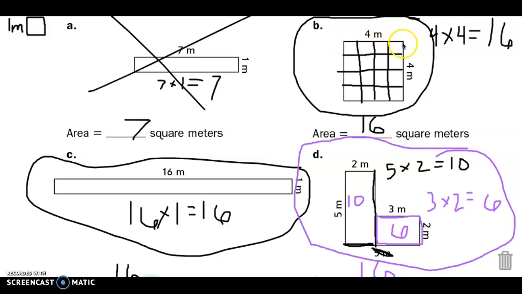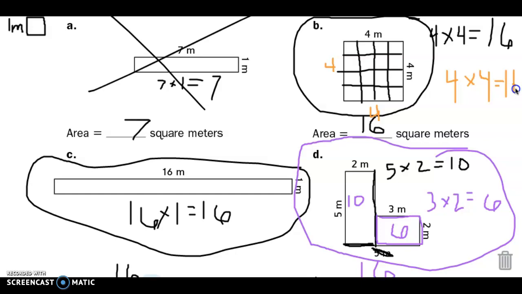I know this side is 4, so that means I know that this side is also 4. And I know that if this side is 4, then the same one on this side would be 4. So what is 4 plus 4 plus 4 plus 4? Or if I'm adding it, I could also say 4 times 4. Oh, that is 16 again. Okay. So the area and perimeter happen to be the same. Let's see what happens with the next one.